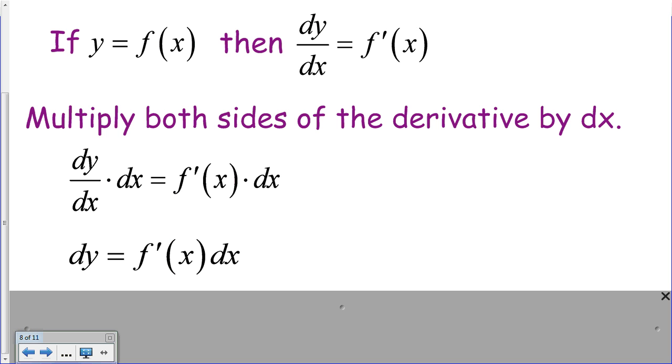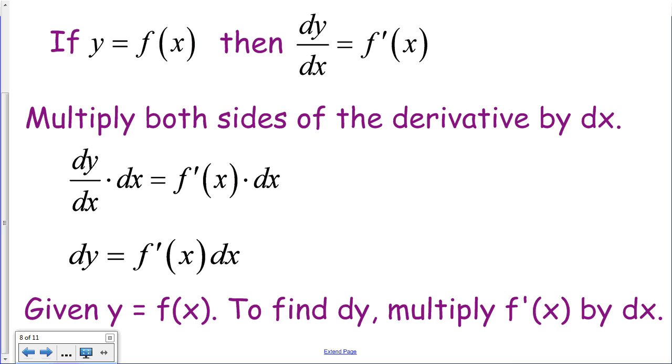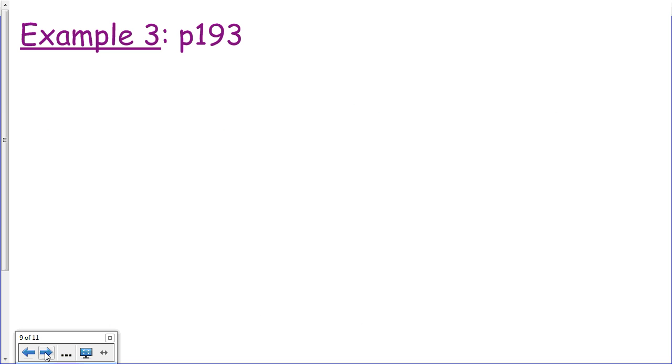And that's what a lot of our problems are going to look like here. We're going to be asked to find dy. Given y equals f of x, to find dy, you find the derivative of f of x, and then you just multiply it by dx. Just put dx right at the end of it. Like I said, that's what a number of our problems here are going to ask us to do. So let's look at example 3.